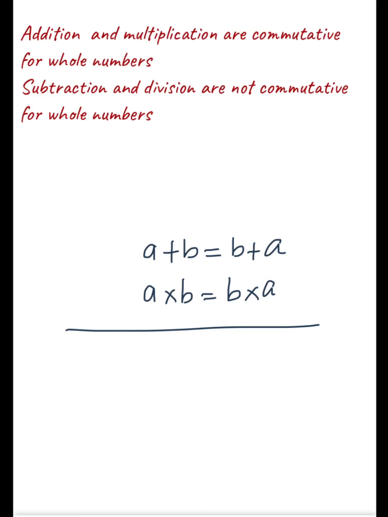Now what about subtraction and division? A minus B is not equal to B minus A. And what about division? A by B is not equal to B by A. So these are our conclusions. And you will see that the same result holds for natural numbers also. That means for natural numbers also addition and multiplication are commutative and subtraction and division are not commutative. You can check it by yourself.